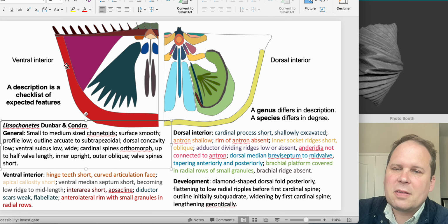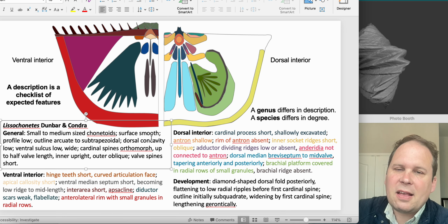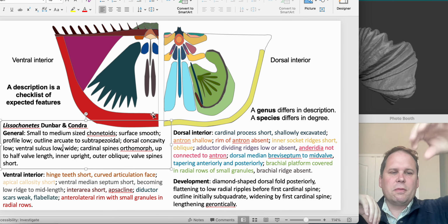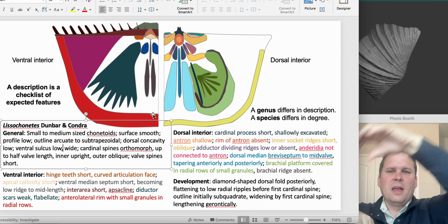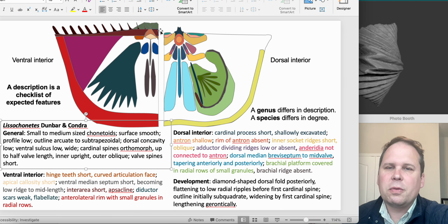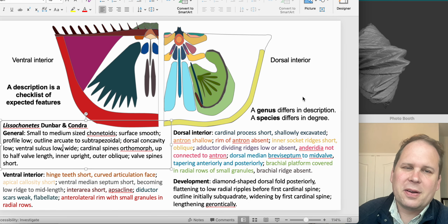Anterolateral rim, so that's our anterolateral rim right here. And so that has little tiny granules, like little bumps in radial rows. So they're arranged in rows. The rows would all point toward the nose of the shell, right up here. All right, whew, doing great.